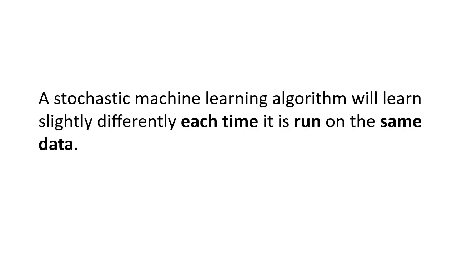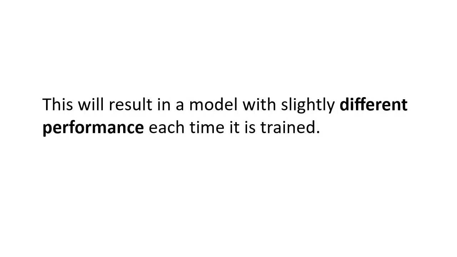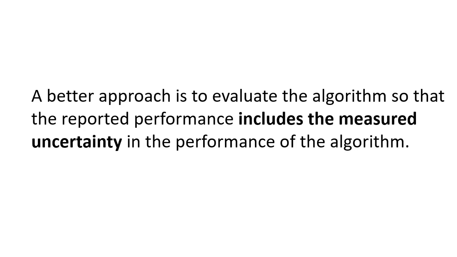A stochastic machine learning model will learn slightly differently each time it's run on the same data. This will result in a model with slightly different performance each time it's trained. As you've learned, you can fit the model to the same sequence of random numbers each time. However, when evaluating a model, this is a bad practice, as it hides the inherent uncertainty within the model. A better approach is to evaluate the model in such a way that the reported performance includes the measured uncertainty in the performance of the algorithm.